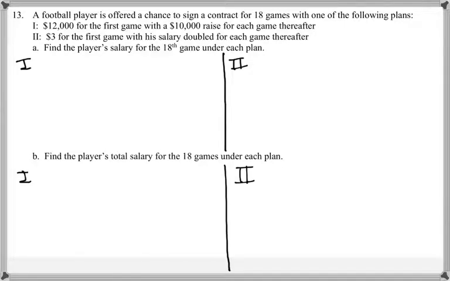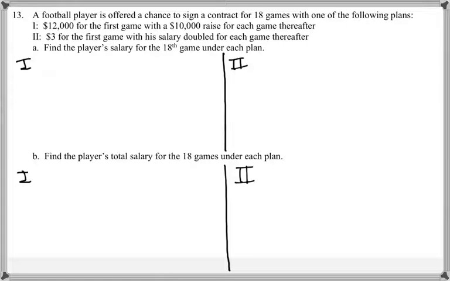Question 13 is an application problem, and it's a very good problem for distinguishing between arithmetic sequences, arithmetic series, geometric sequences, and geometric series. So it says a football player is offered a chance to sign a contract for 18 games with one of the following plans.